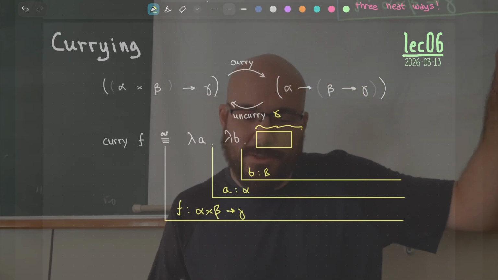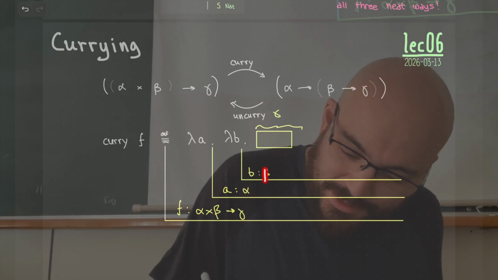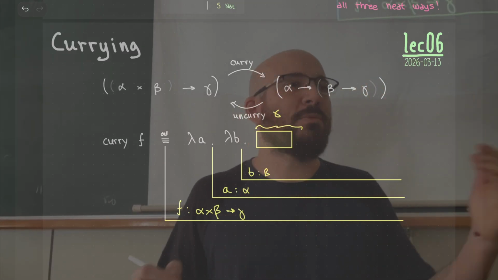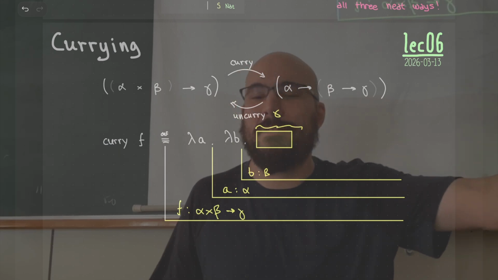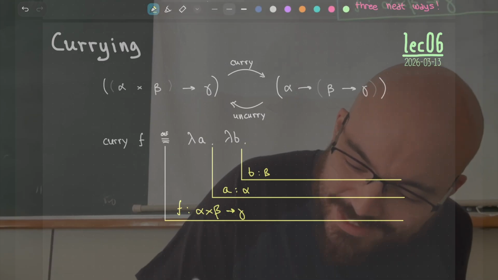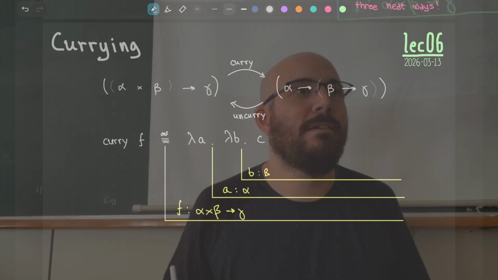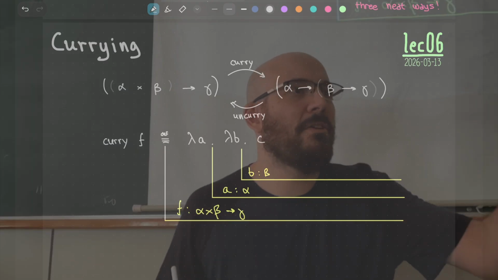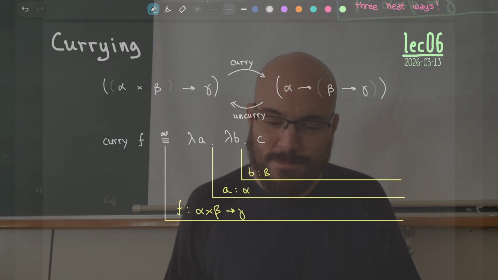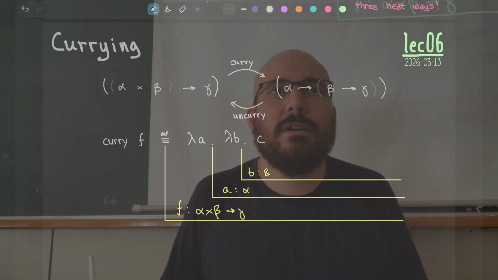I have lambda A dot lambda B. A is something of type alpha. B is something of type beta. And here I need to produce something of type gamma. The most popular answer is C, right? When you complain about that, some people say, oh, come on, why not? But what is the problem here if I write C? Who is C? What is C?